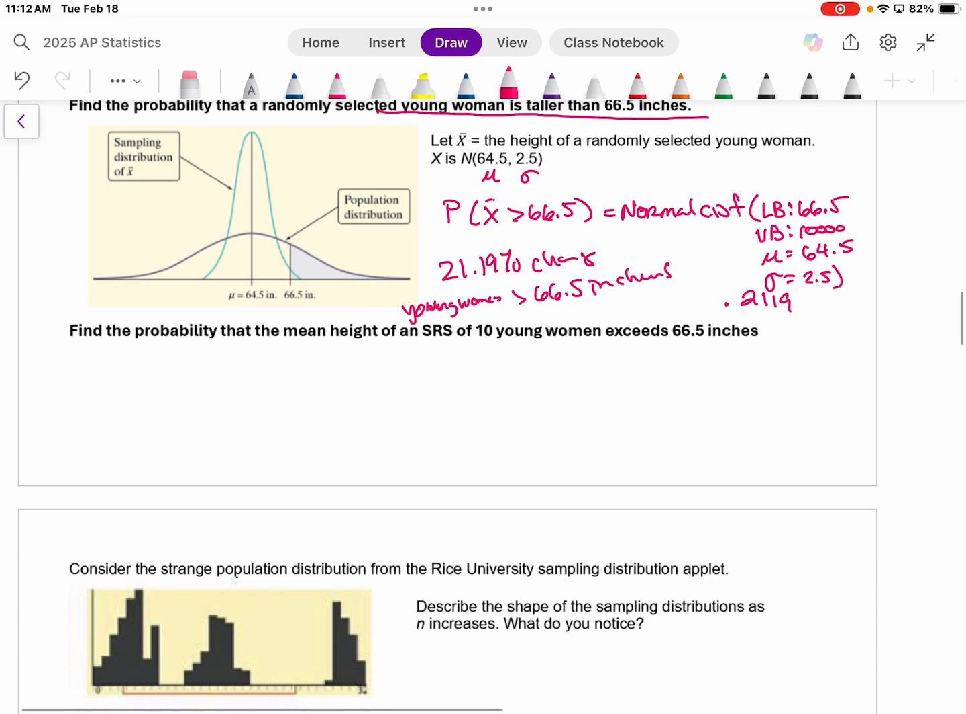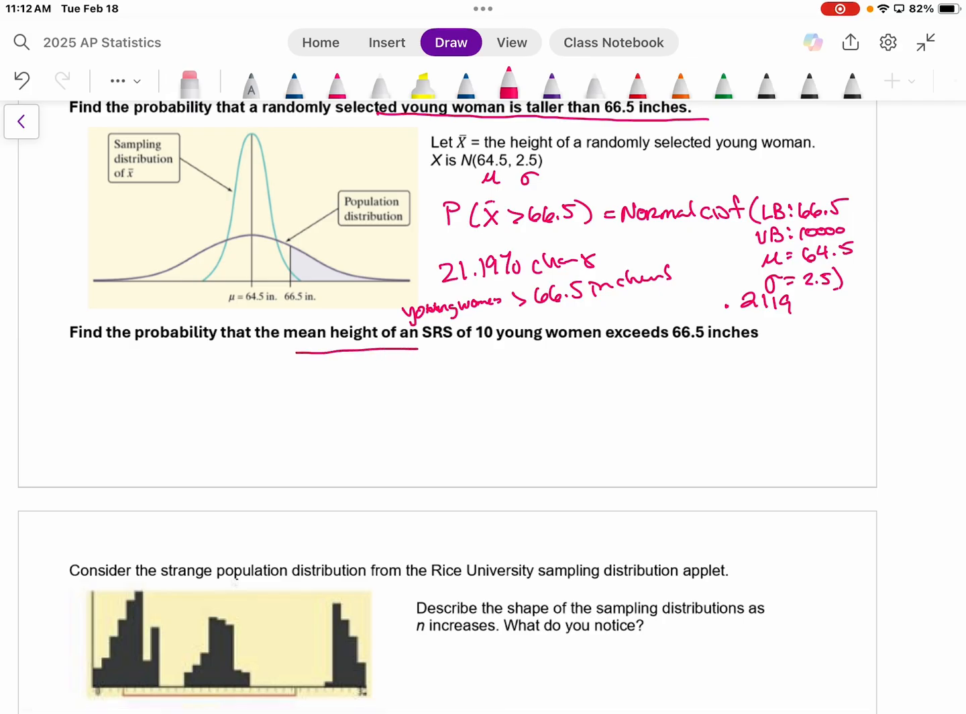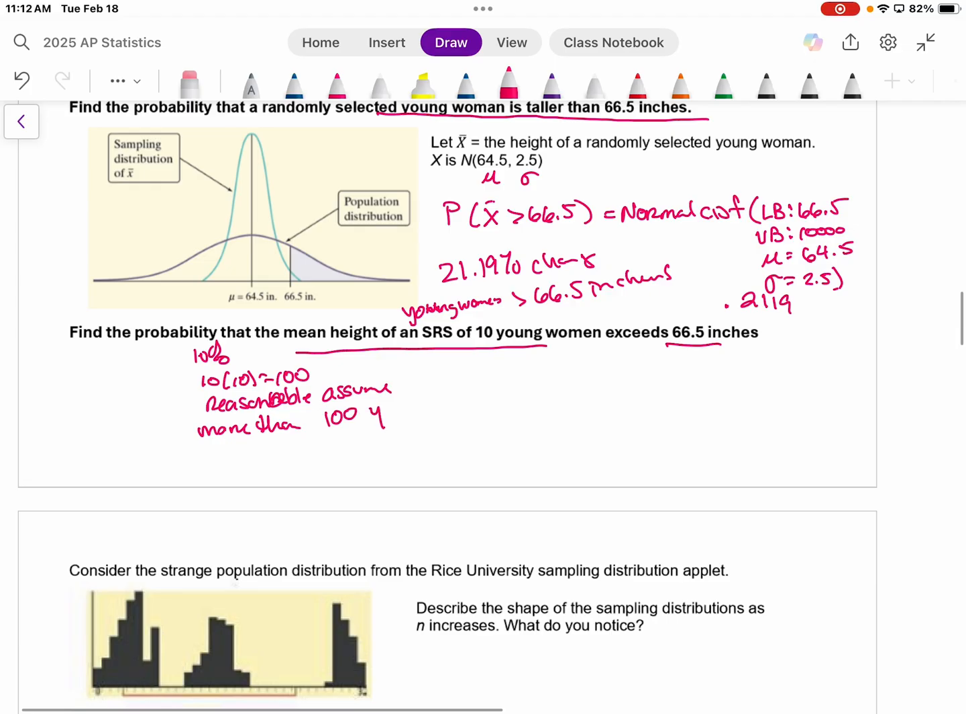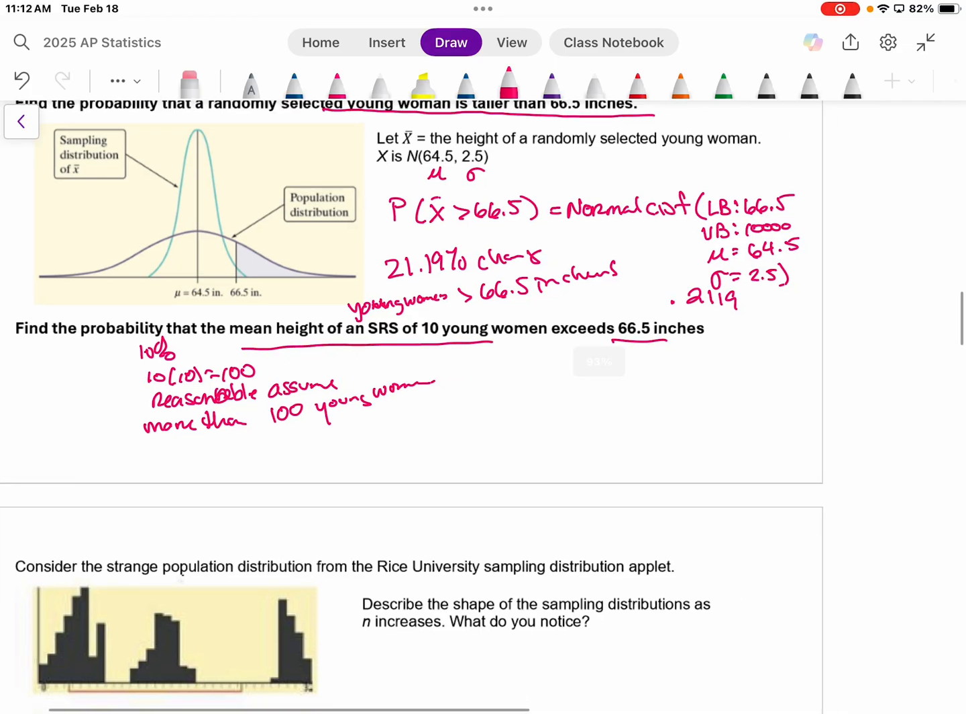All right. Find the probability that the mean height for a simple random sample of 10 exceeds that. Again, we would need to do the 10% condition. So 10 times 10 is 100. Reasonable to assume there are more than 100 young women. Okay, reasonable to assume that.